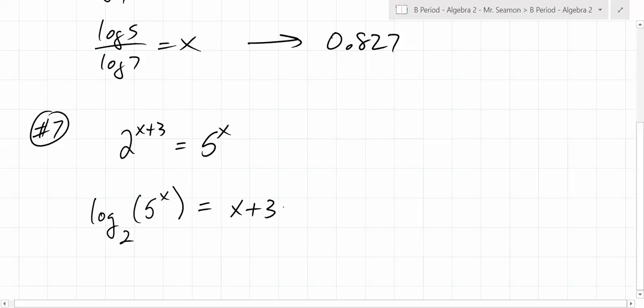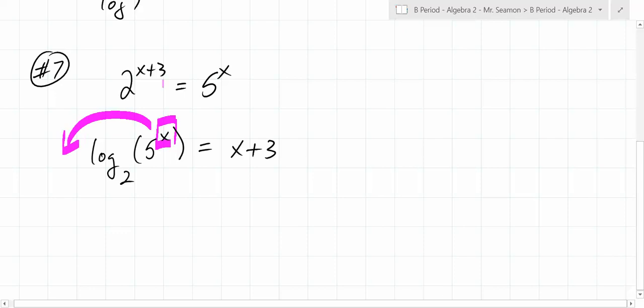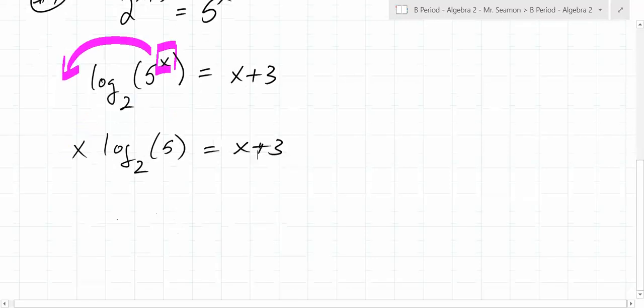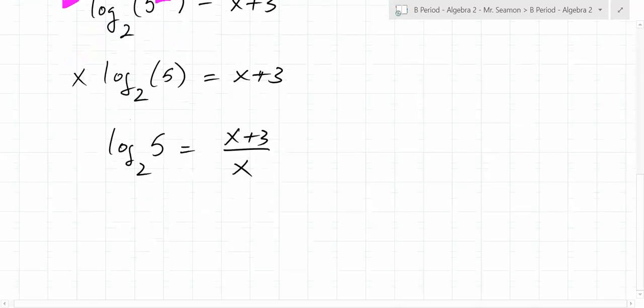X plus 3. What can you do with the exponent? You can take that and bring it to the front. So what does that turn into? Log base 2 of 5. And that equals what? What can you divide both sides by now? So you have log base 2 of 5 is equal to x plus 3 over x, right?